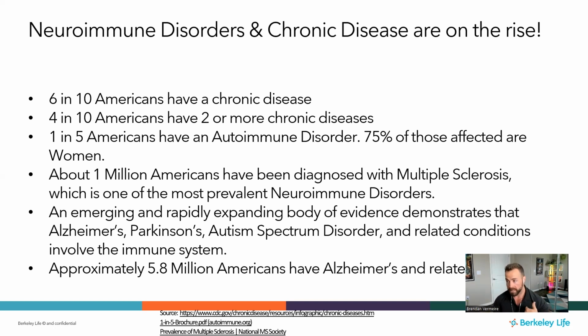Now, personally, based on the work that I've done, based on the research I've seen, I do predict that in time, Alzheimer's, Parkinson's, and even things like depression or autism spectrum disorder will be acknowledged as having an autoimmune component.